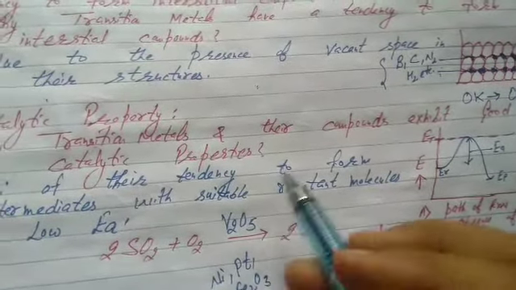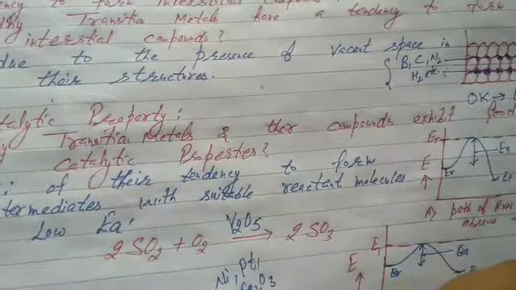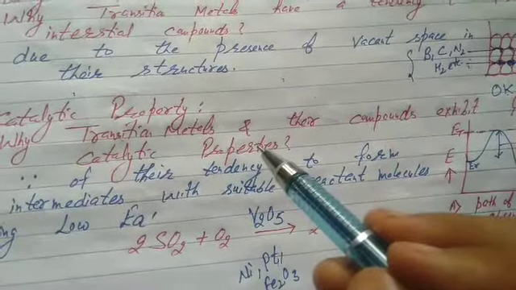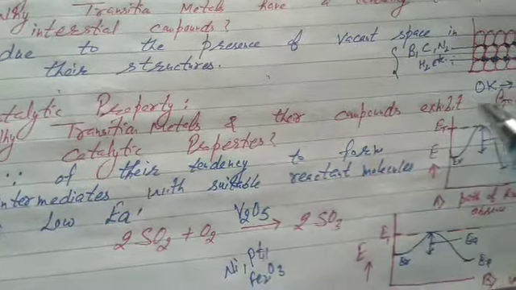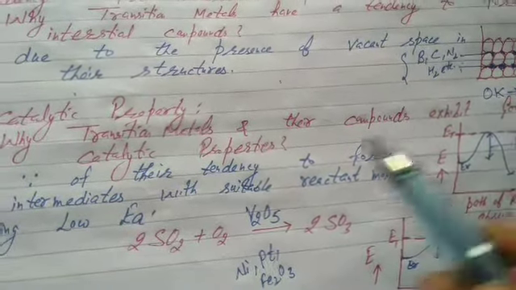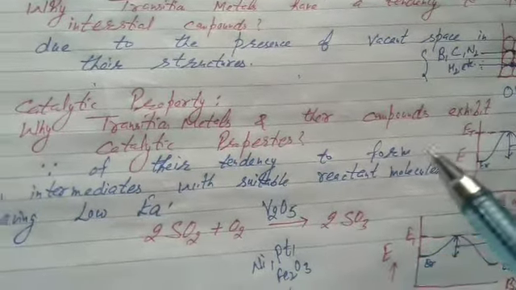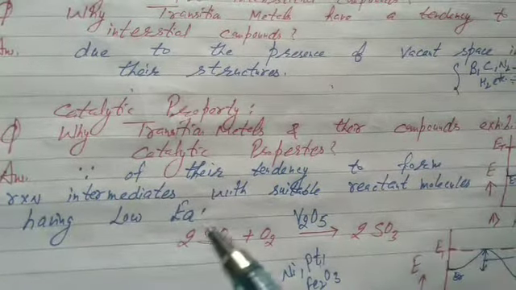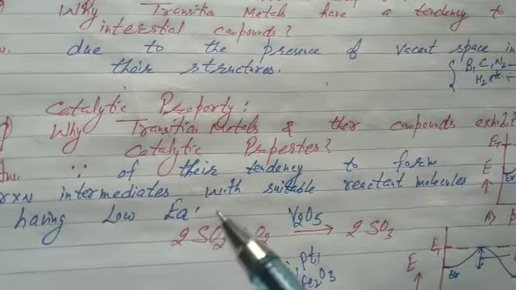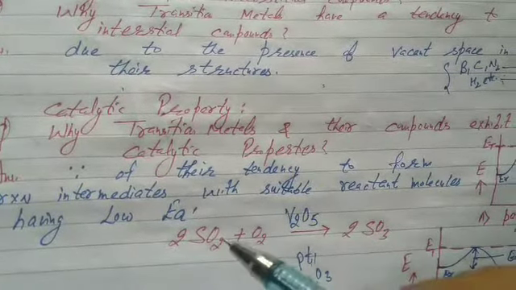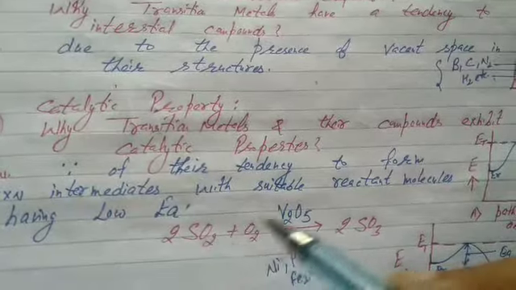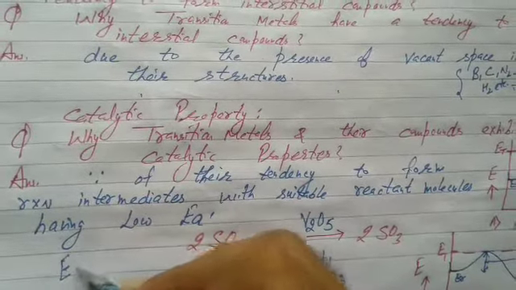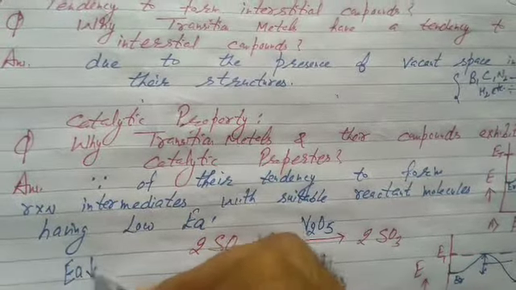Now the question is, why do transition metals and their compounds exhibit good catalytic properties? Students, the key point is because of their tendency to form reaction intermediates with suitable reactant molecules having low activation energy. They form reaction intermediates with the reactants having low activation energy. Students, the main concept is that when activation energy is low, such reactions are fast.